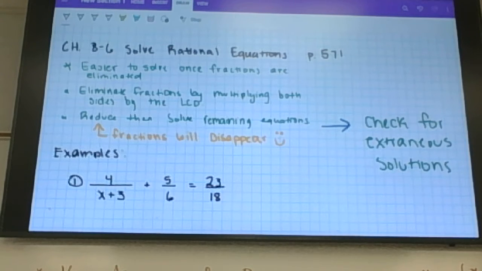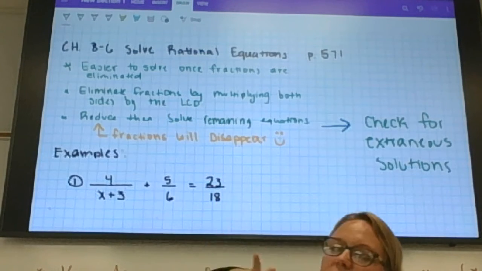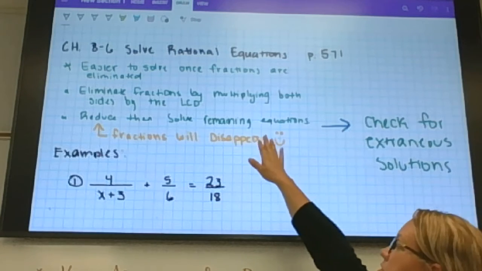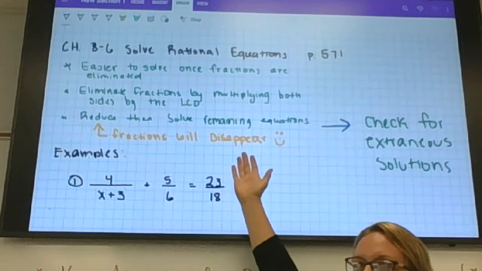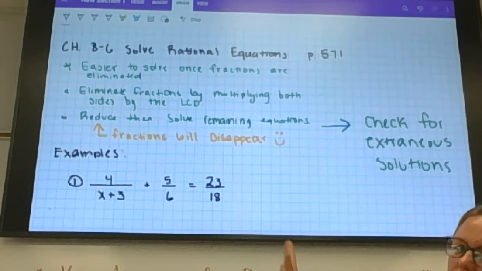So, in order to eliminate fractions, you have to multiply all 3 parts by a polynomial that will cancel the denominators. So you eliminate fractions by multiplying both sides by the LCD, or whatever the least common denominator would be. So you're going to reduce and solve the remaining equation. If your fractions did not disappear when you multiplied everything by an LCD, you've made a mistake. Your goal is to make the fractions disappear.